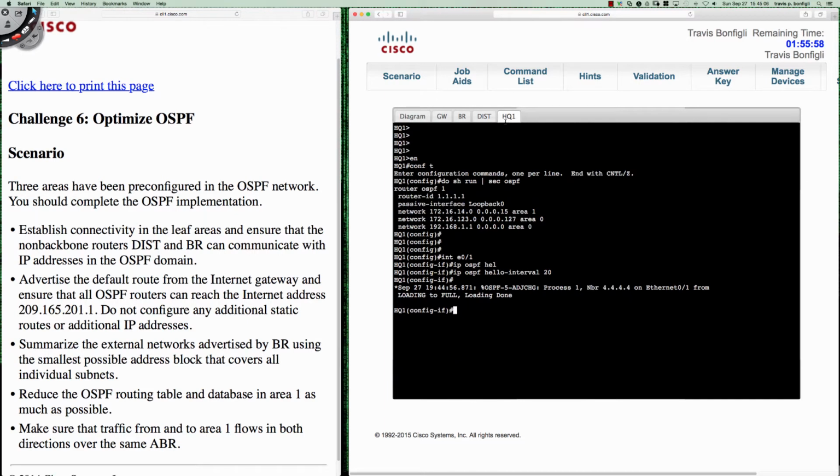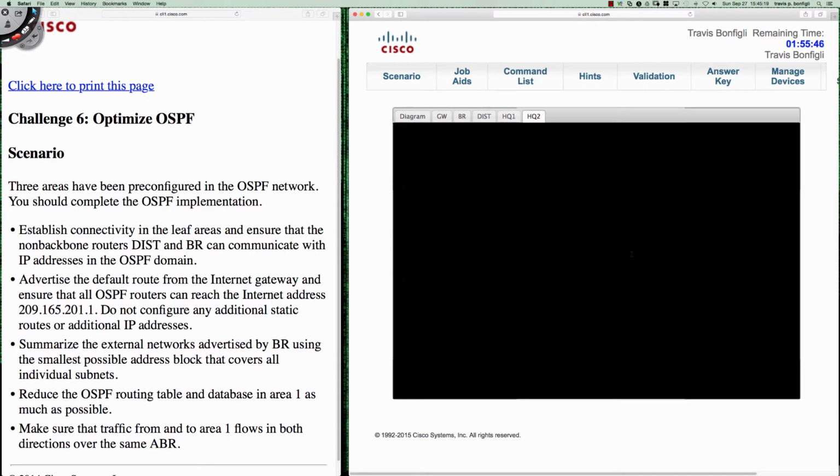Let me come back over. It's a little crowded here, and there you go. So that was basically one of the first issues there, that the hello interval was wrong. So let's fix it again on HQ2. We're here on HQ2. We'll go from user exec to privilege exec into global config, interface Ethernet 01, IP OSPF hello interval of 20.